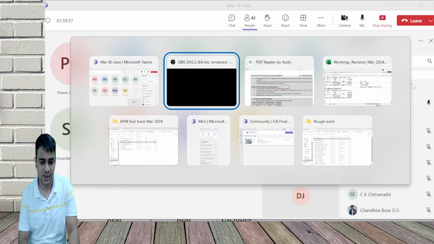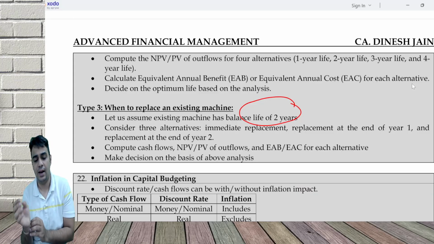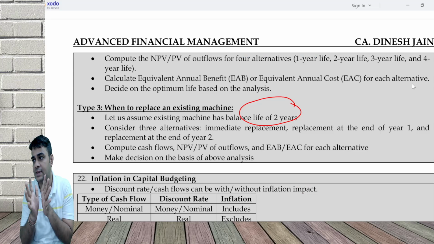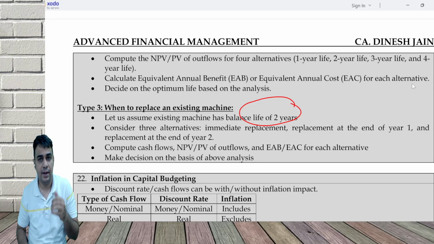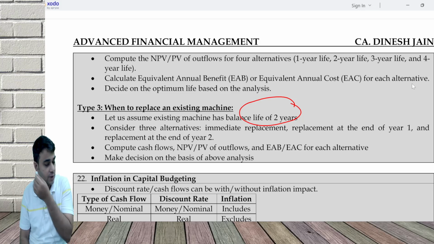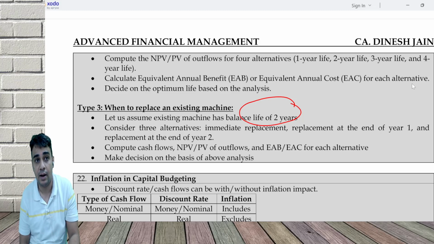Okay, so I was discussing replacement decision. I'll again quickly summarize it and then we start doing questions on replacement. In replacement, we have three types of question. One, to decide whether a replacement is needed or not, which is through NPV approach.